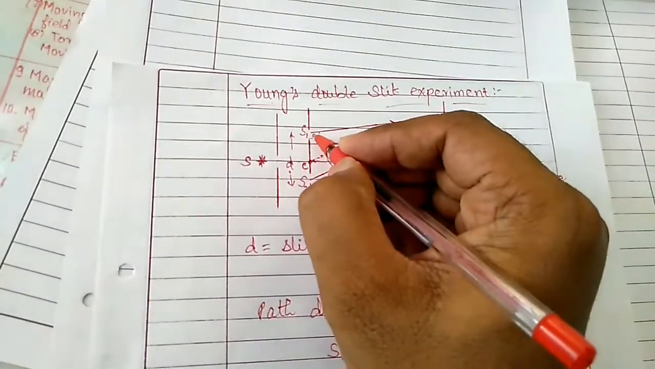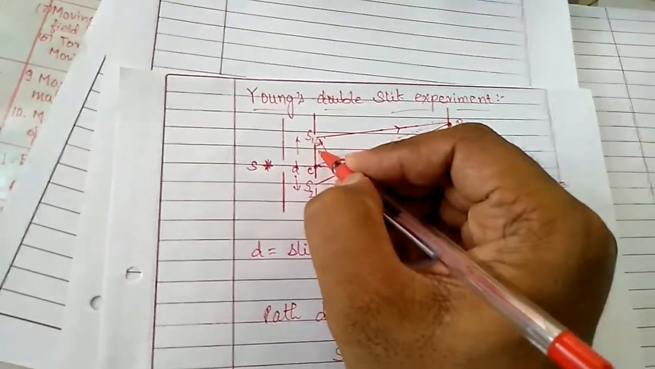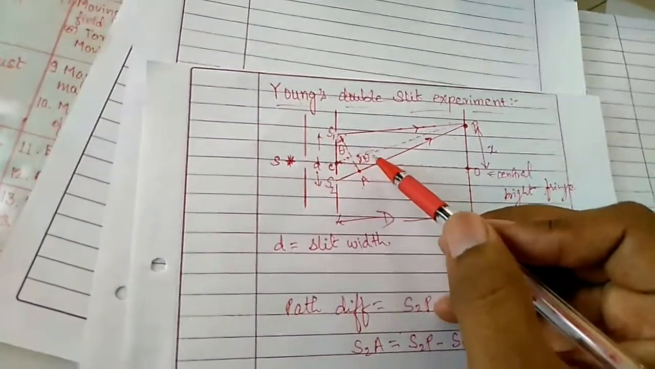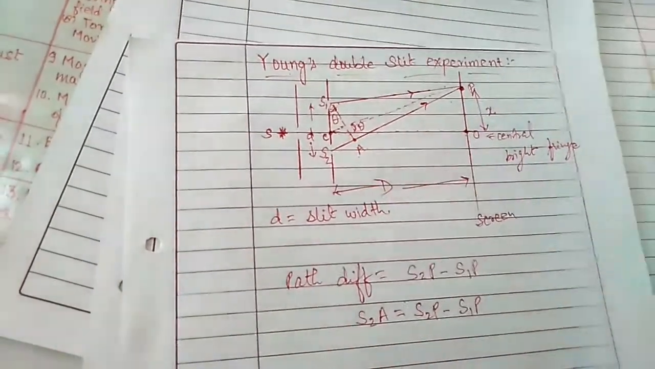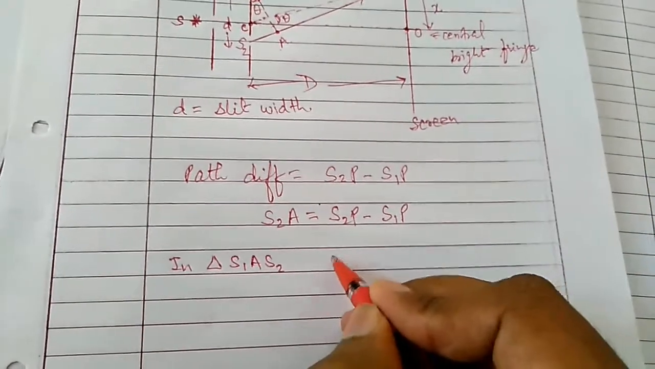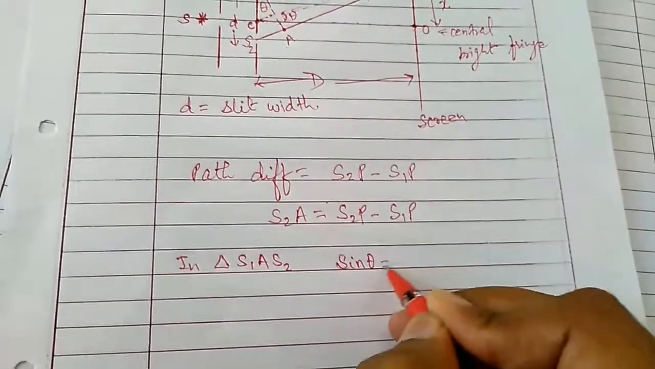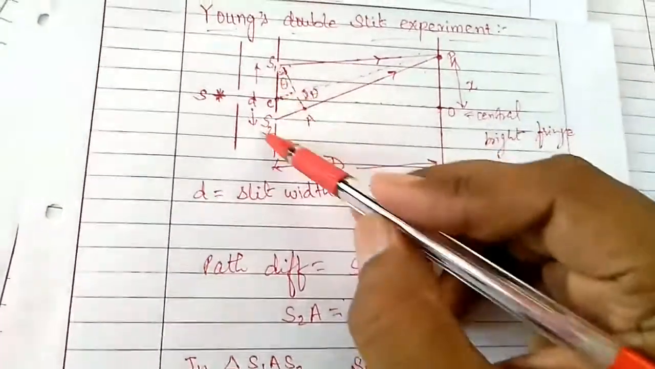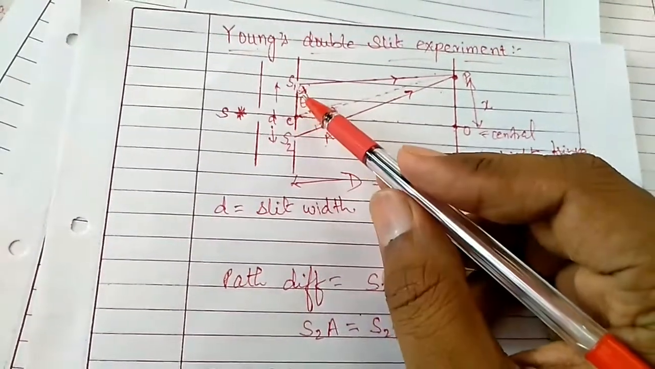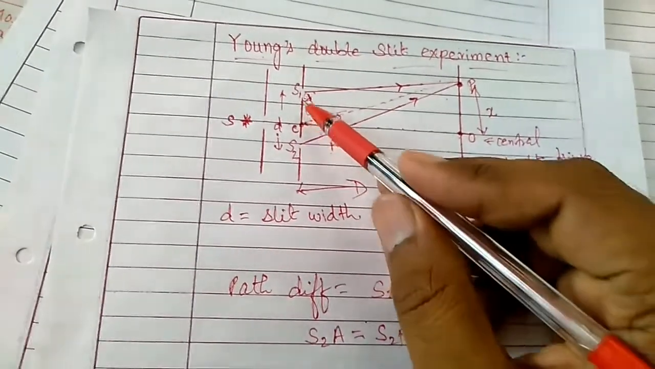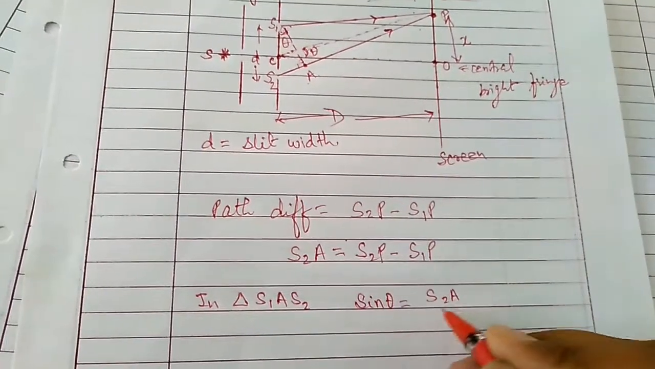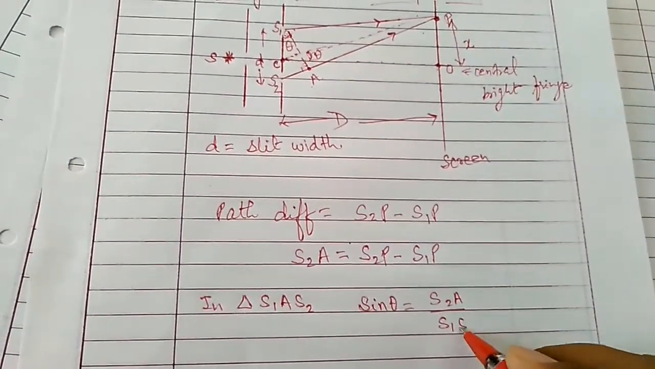Here you can see the triangle CPO, one triangle, and one more triangle S1 S2A. These two triangles will be similar triangles, and this angle will also be theta. So in triangle S1A S2, using sine theta, remember that this angle is 90 degrees, so this side is the hypotenuse. Sine theta is perpendicular upon hypotenuse.